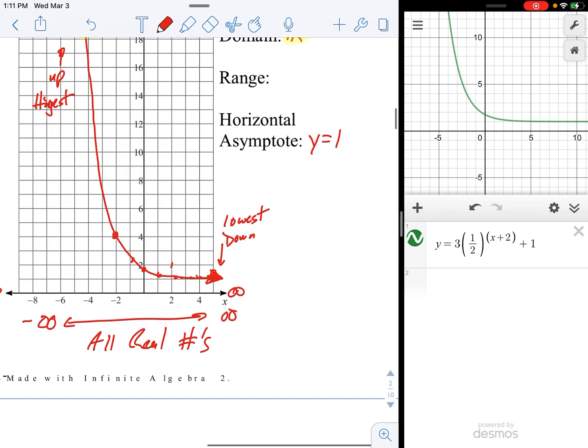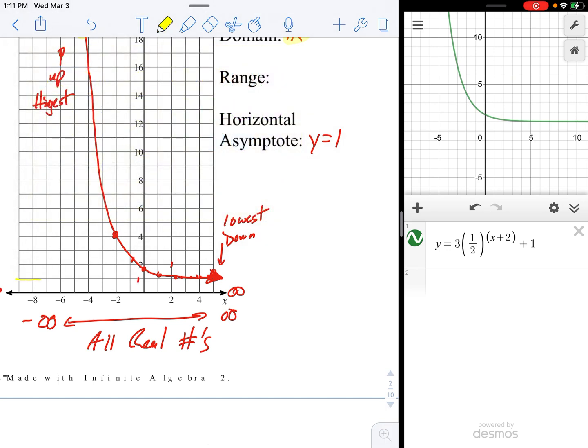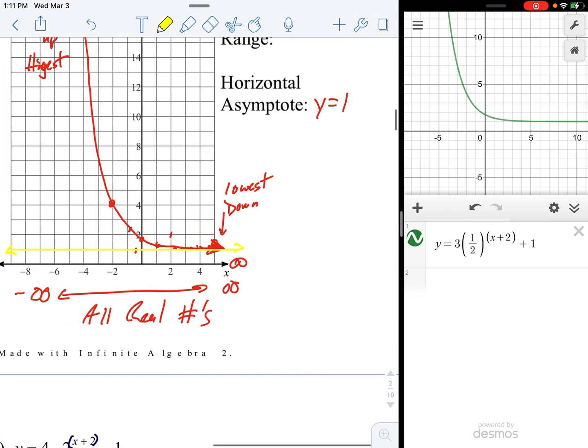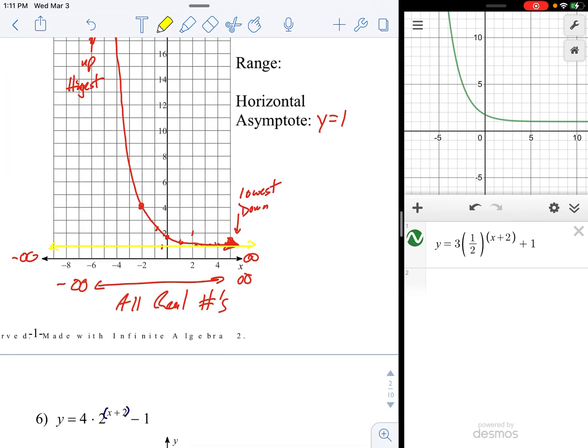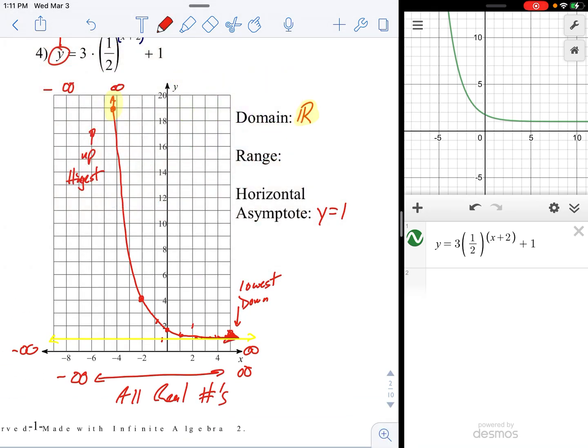The lowest point on this graph is 1 because 1 is an asymptote. You know what I'm going to do? I'm going to draw it in yellow like I did in those other problems. This line, in fact, 1 isn't the lowest point. It technically never touches 1. So 1 is like the boundary line that this graph never goes below. But it does go up forever. So the lowest point is 1, not including 1, and the highest point is infinity.